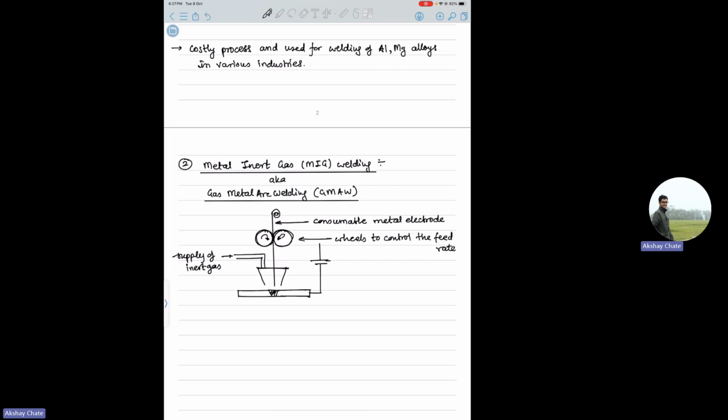Okay, and then you can connect this power supply like this, so that you'll have a closed circuit. So this is the whole idea about this. Okay, so the working principle remains the same as compared to TIG, but the only difference here is that there will be a consumable electrode.